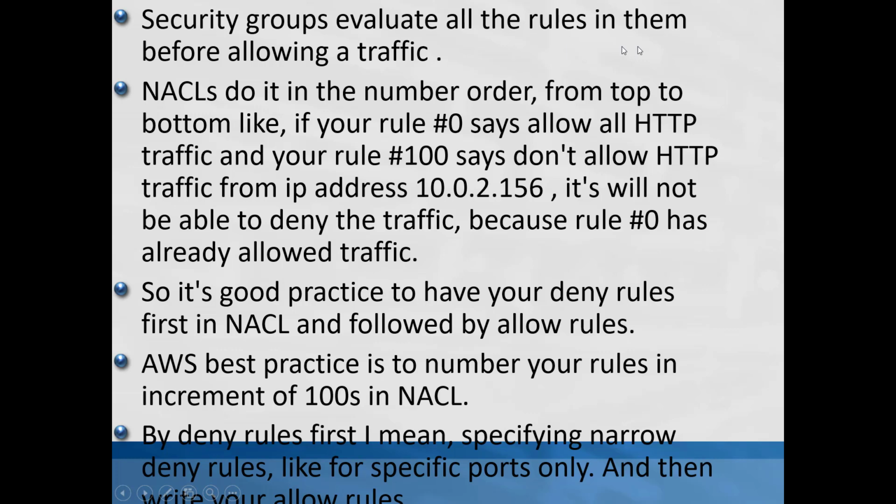NACLs evaluate all the rules in them before allowing your traffic, and so it's a good practice to have your deny rules first in NACL, followed by allow rules. AWS best practice is to number your rules in increments of hundreds in NACL. So suppose the first rule is 100, the second rule is 200, the third rule is 300.